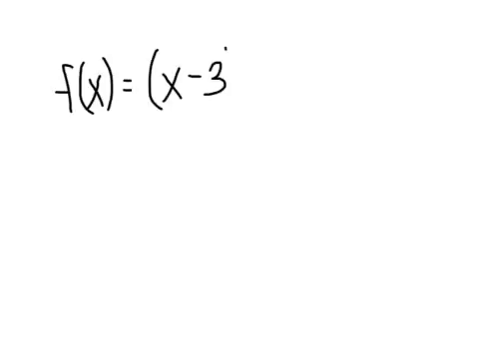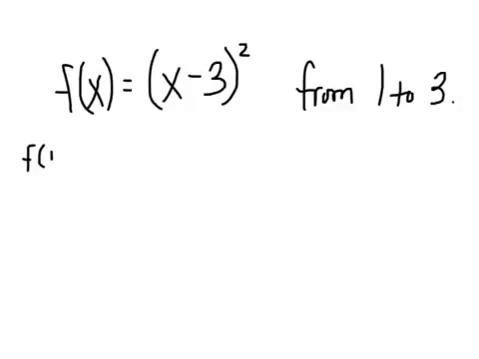So when you look at a problem like this, it's going to say f of x equals (x minus 3) squared, which again, that's not a line, that's a parabola now, from 1 to 3. So it's giving you the two numbers that we're going to need to put in. So the first thing that I'm going to do is insert my numbers. So 1's going to go in there first.